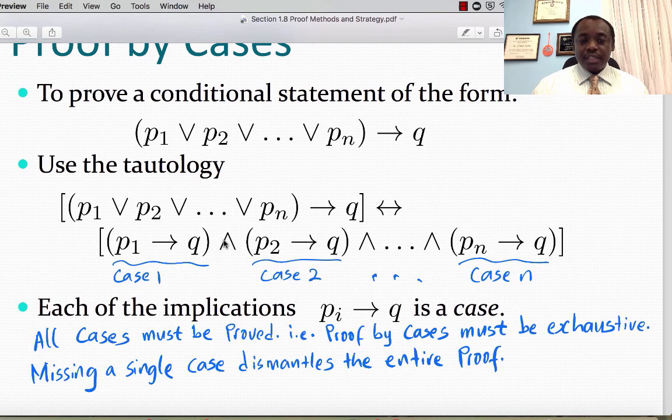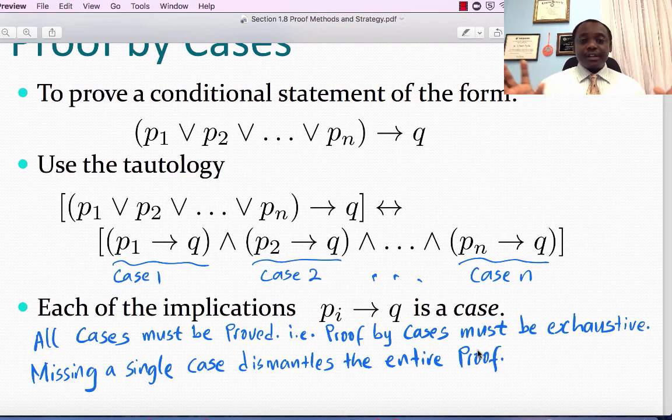And you see they are all linked up with and, which means for you to conclude that you have proved the conditional statement above, you have to verify that each of these cases hold. So in other words, all cases must be proved. Proof by cases must be exhaustive. Missing a single case dismantles the entire proof. So proof by cases, usually it's easy, it's straightforward, it's beautiful, but you have to be careful because it has to be exhaustive. For example, if you're proving something for the entire set of integers, which is infinite, then how you divide the set of integers has to be exhaustive.